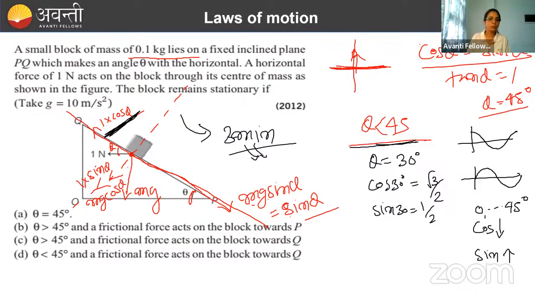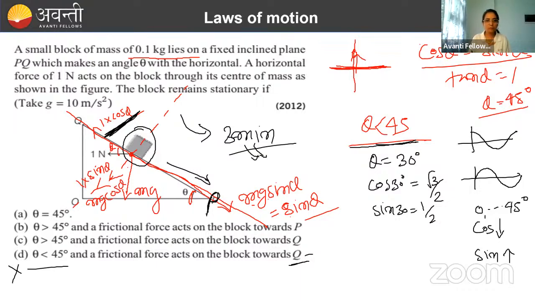And if upward force is greater, it means net force on this block will act up the plane. So friction will act what? Downward. So if theta is less than 45 degrees, friction acts on the block towards P. This is P here. Done.